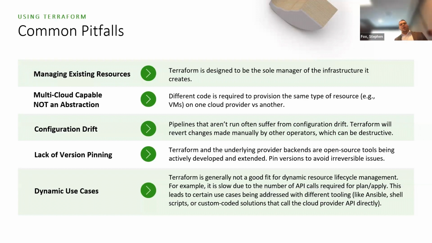That's a common pitfall. Another common thing that I see is even though Terraform is considered multi-cloud capable, it's not an abstraction. So even if you want to set up a VM on AWS, that's an EC2, or a GCE instance on Google Cloud, the actual code that provisions that, or that you write as an infrastructure as code operator, is different. So it's not an abstraction layer. That's actually a feature, not a bug of Terraform, but it's a common misconception about Terraform. You do have to write different code for different environments.